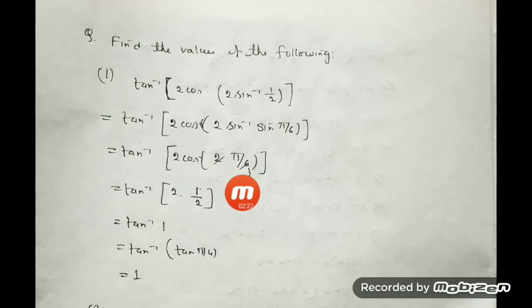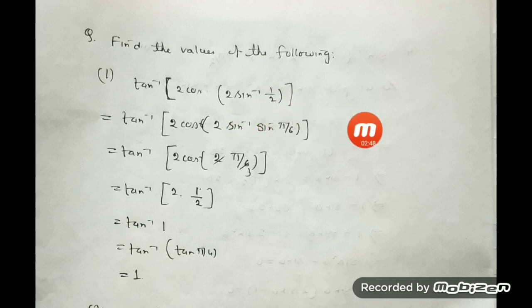What is the value of cos pi by 3? Cos pi by 3 is equal to half. Putting the value we got 2 into half, cancelling we get 1, tan inverse of 1. When tan value is 1, pi by 4. So without substitution we have got the answer, or if you want you can do the substitution for this directly. If you cannot do it, you can substitute sin inverse of half equal to theta or a and do the calculation like that.